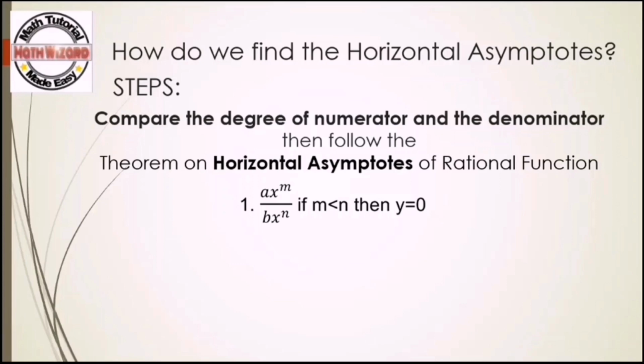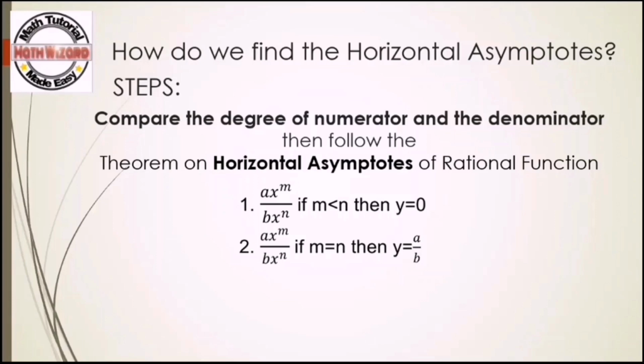Now, second theorem, ax^m all over bx^m. If the exponents of the degrees of numerator and denominator are equal, say for example, m is equal to n, then y is equal to a over b. So a is the numerical coefficient of the degree of the numerator, and b is the numerical coefficient of the degree of the denominator. So what we will do is to get those and then divide them.